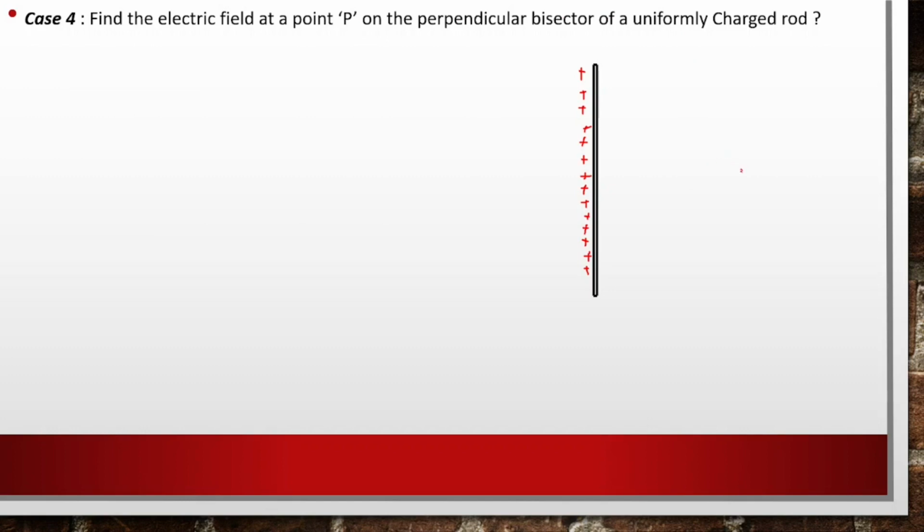So let's consider this as a point P and let's draw a perpendicular bisector to this point P. So this is our perpendicular bisector and let's consider that the distance from the rod to this point P is A. Now let's join these two ends of this rod to this point P. And this angle is theta 1 and this angle is theta 2.